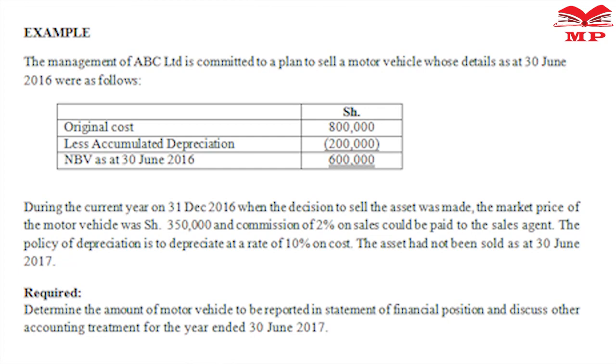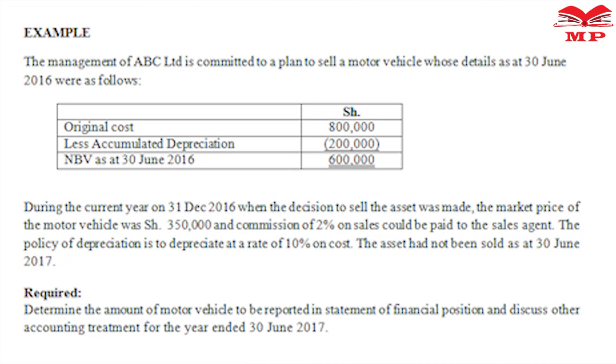So the original cost at the beginning was 800,000. Accumulated depreciation for the year which ended 30 June 2016 was 200,000. So the net book value at the end of the previous year, which ended on 30 June 2016, was 600,000.